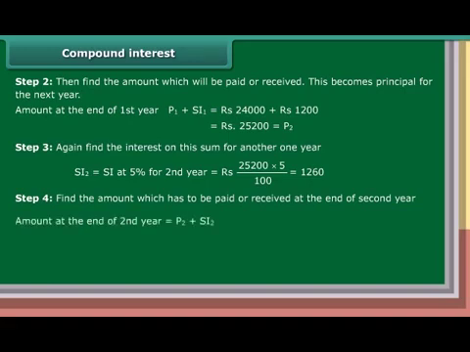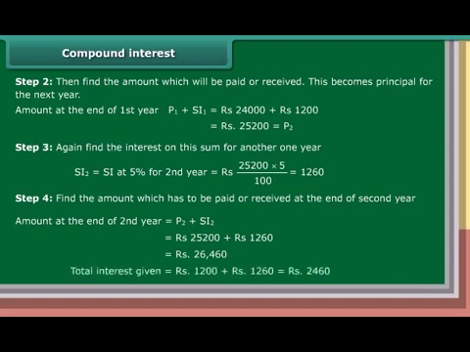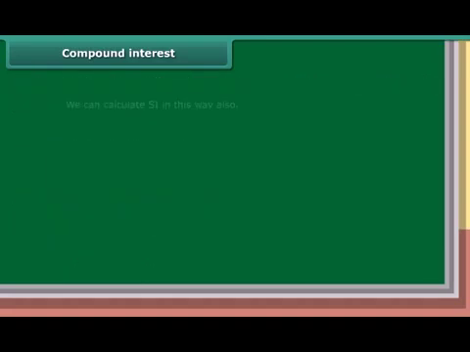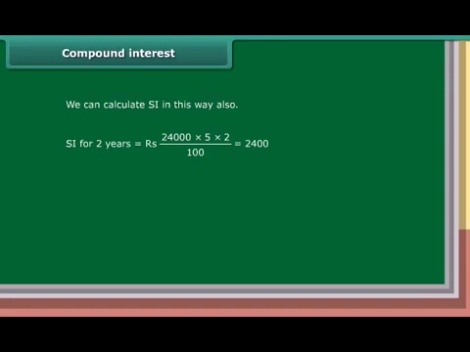Amount at the end of second year is equal to P2 plus SI2 is equal to rupees 25,200 plus rupees 1,260 is equal to rupees 26,460. Total interest given is equal to rupees 1,200 plus rupees 1,260 is equal to rupees 2,460. We can calculate SI in this way also. SI for 2 years is equal to rupees 24,000 into 5 into 2 upon 100 is equal to rupees 2,400. When compound interest was used, Hari would have to pay rupees 60 more.